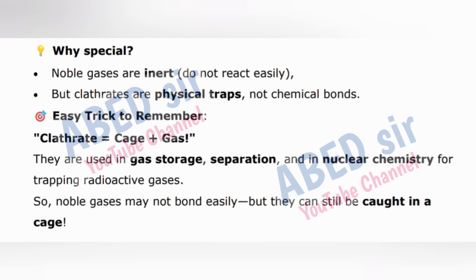Easy trick to remember: clathrate is equal to cage plus gas. They are used in gas storage, separation, and in nuclear chemistry for trapping radioactive gases. So, noble gases may not bond easily, but they can still be caught in a cage.